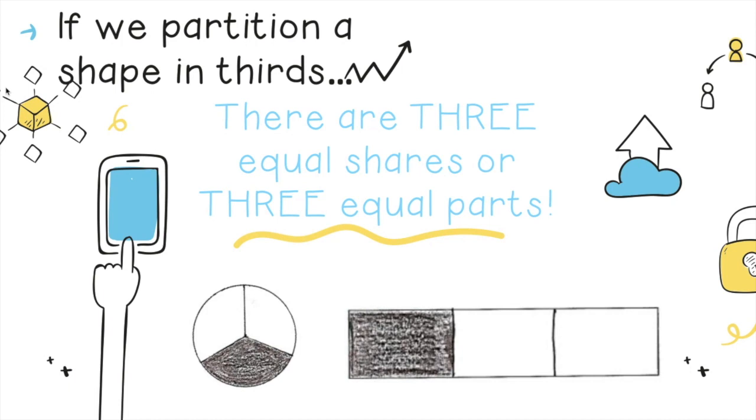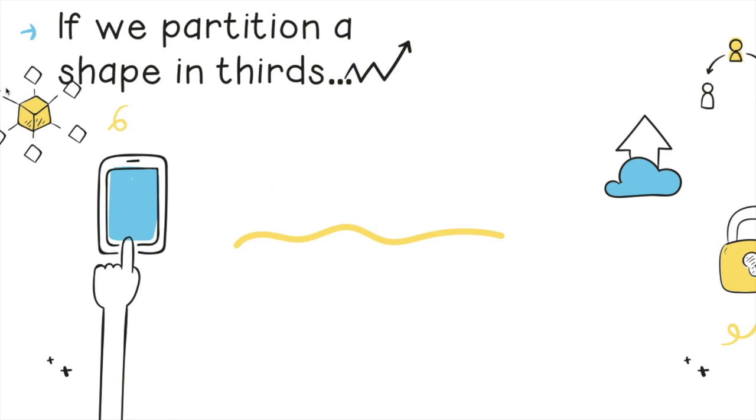Okay, and then we have a rectangle. That's one way to partition a shape into thirds. And as you can see, I have one part shaded. We're also going to be discussing and focusing on how to shade the parts in a whole shape today.